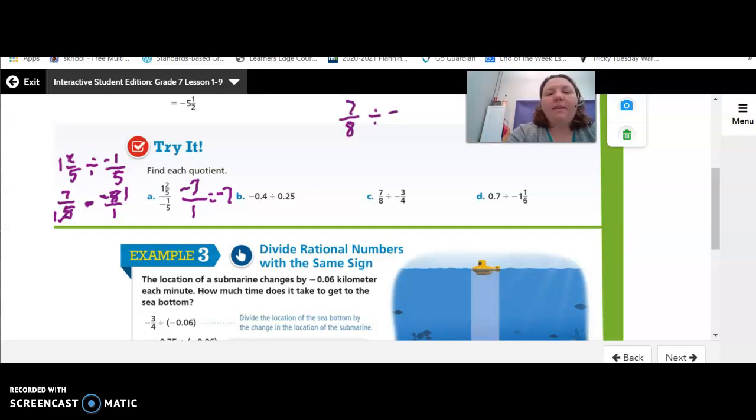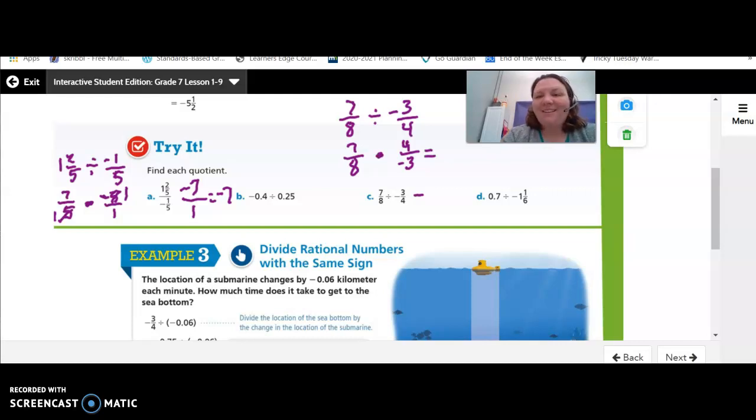divided by -3/4. A positive divided by a negative tells me I'm for sure going to have a negative answer. So now I can focus on my fractions. I'm going to keep the 7/8. I'm going to flip the 3/4 into 4/3, and I'm going to change the division to multiplication.